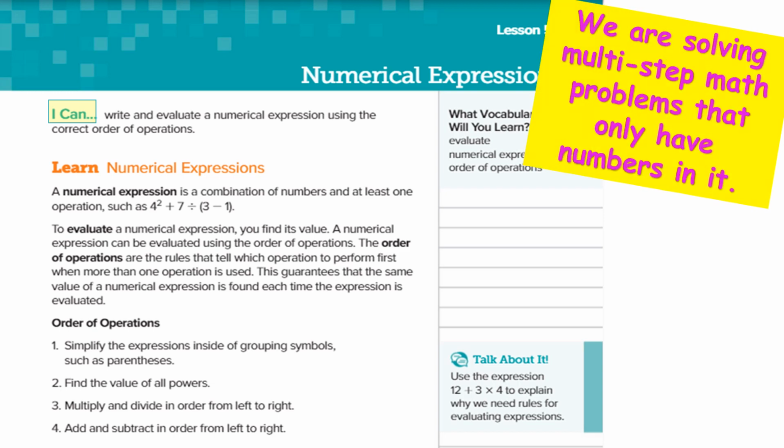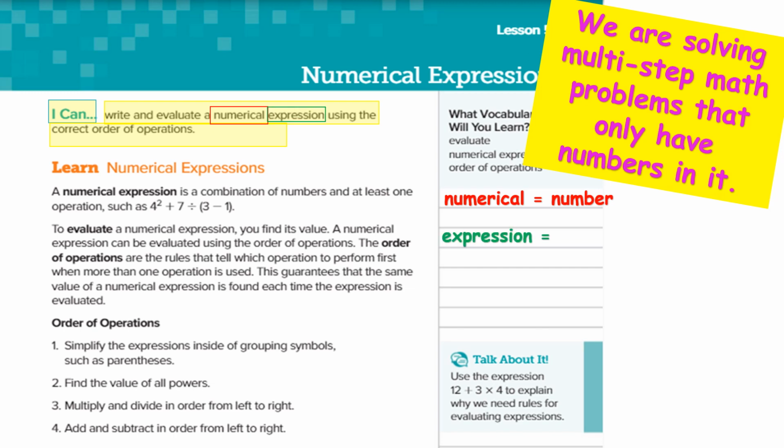So we're going to be doing multi-step math problems. When we do these multi-step math problems, we need to be able to write and evaluate a numerical expression using the correct order of operations. So we ask, well, what does that mean? The idea of numerical just simply means a number, right? So we have numbers that we're going to be using. We don't have algebra, we don't have missing pieces, and we don't have letters.